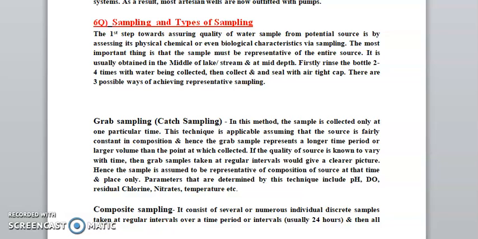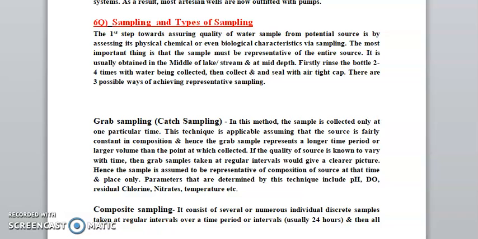We'll go for the sixth question: sampling and the types of sampling. The first step toward ascertaining the quality of a water sample from a potential source is assessing its physical, chemical, or even biological character via sampling. The most important thing is that the sample must be representative of the entire source. It is usually obtained in the middle of the lake or stream, at mid depth.